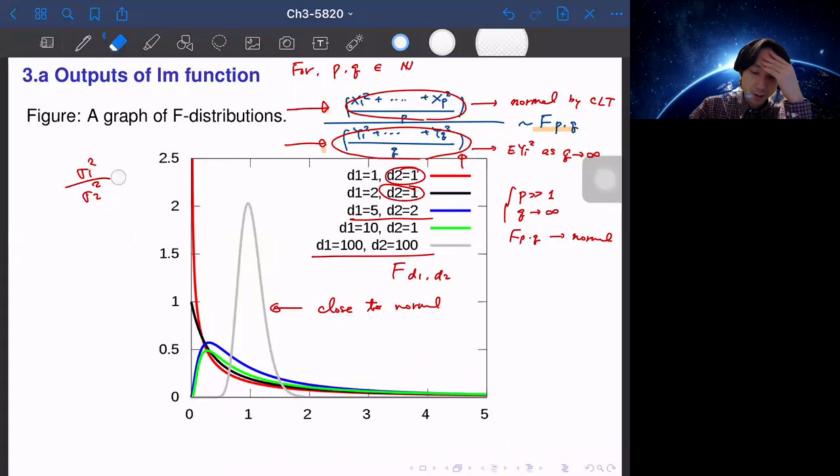But for the F distribution, the density function is very complicated, and there are formulas for the mode and variance and so on. You can check Wikipedia. I don't even remember it.